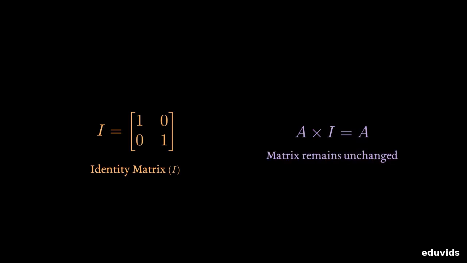There is one special matrix called the identity matrix. It is a square grid with ones on the diagonal and zeros everywhere else. Multiplying any matrix by the identity matrix is like multiplying a number by 1. The original matrix stays exactly the same.